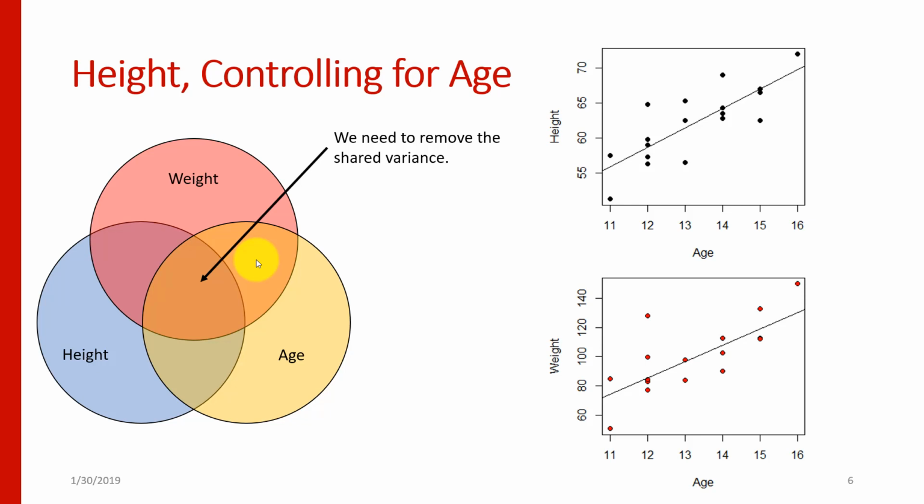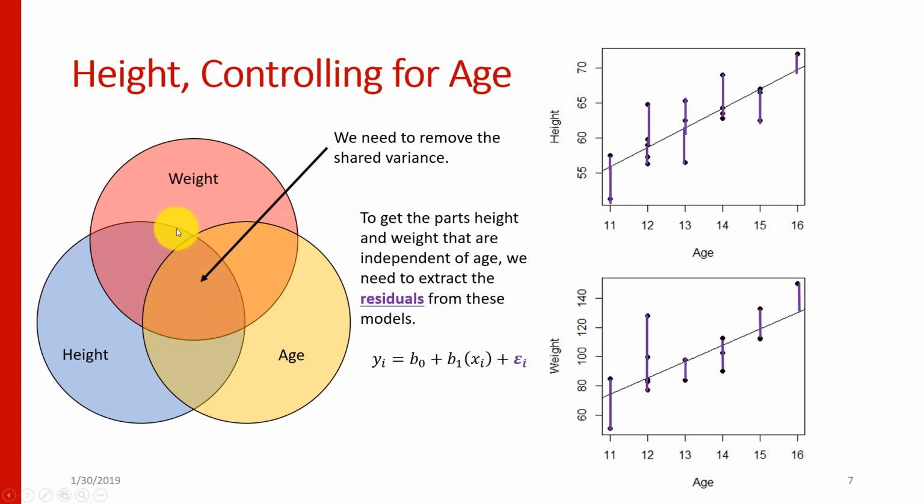And to understand how we're going to remove this shared variance, it's useful to first plot the distributions of the bivariate relationships. So we're looking at height as a function of age, and we're looking at weight as a function of age. So we want to remove then this part of the data. We need to remove the part of height that overlaps with age, so we're going to remove this shared variance here from our height variable. And we want to remove the part of weight that overlaps with age, so we need to remove this shared variance here from our weight variable.